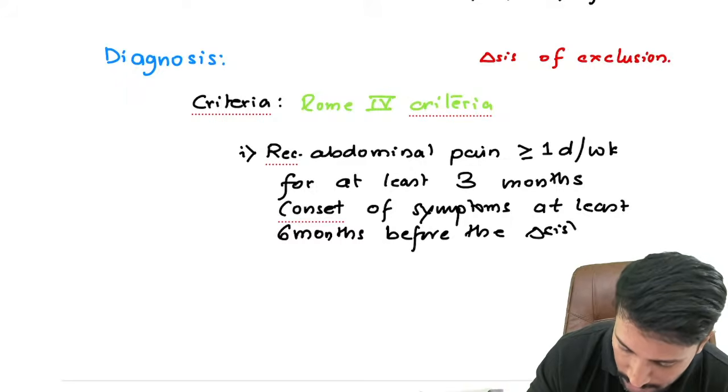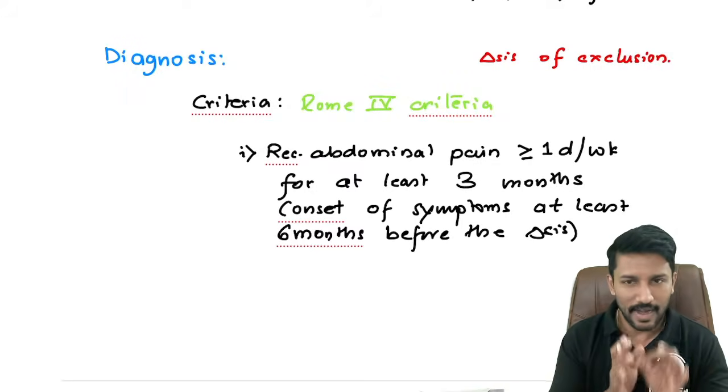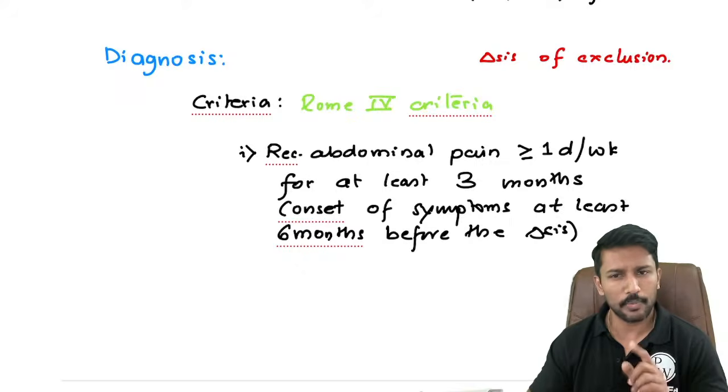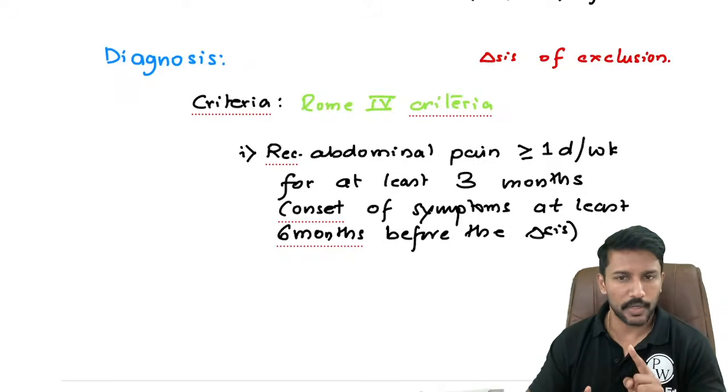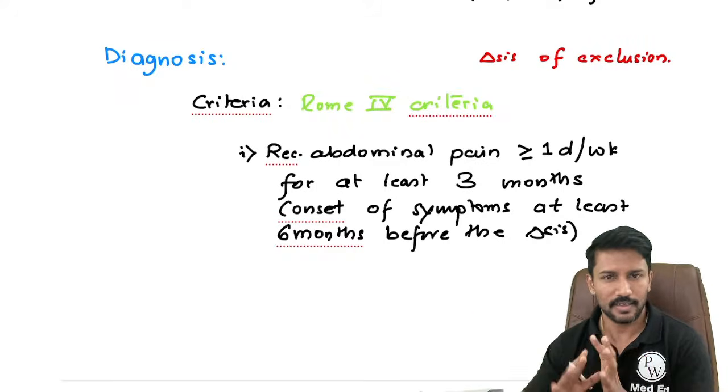So now what do I mean by this? The patient should have experienced at least one episode of abdominal pain per week. Meaning every week at least once there should be abdominal pain in the last 3 months, right? That is the average.